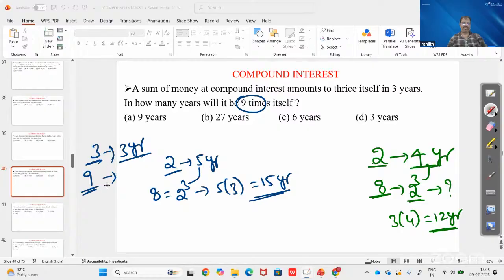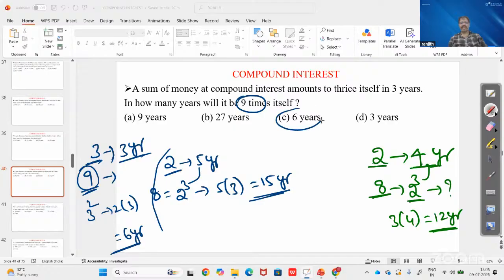9 will be equal to 3 square. So that will be equal to 2 into 3. 2 into 3 equal to 6. But 9 is not our answer. So the answer will be 6 years.